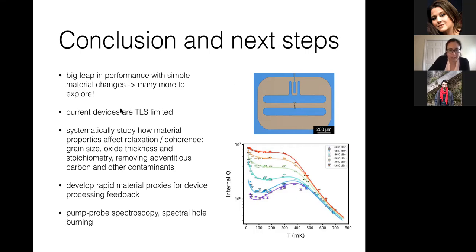Our current devices are TLS limited, and now what we're trying to do is systematically study how various material properties affect this. We have a large number of ideas, and we now have developed a little bit of a pipeline for having rapid device feedback. And what we'd like to establish in this center is a number of rapid material proxies that correlate with these device measurements.